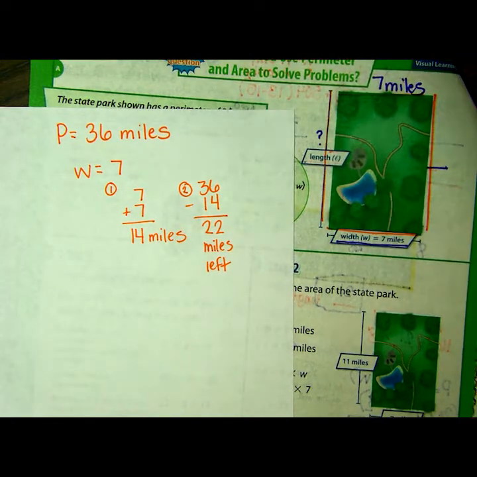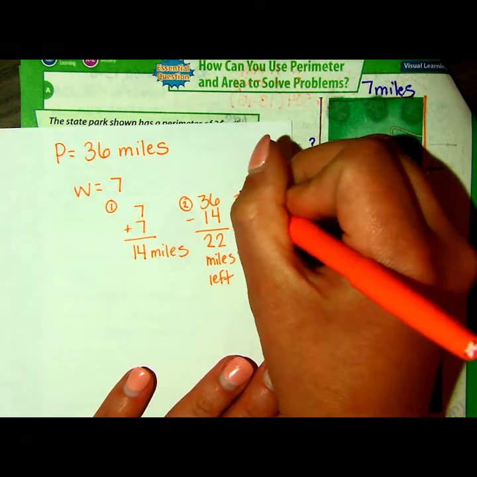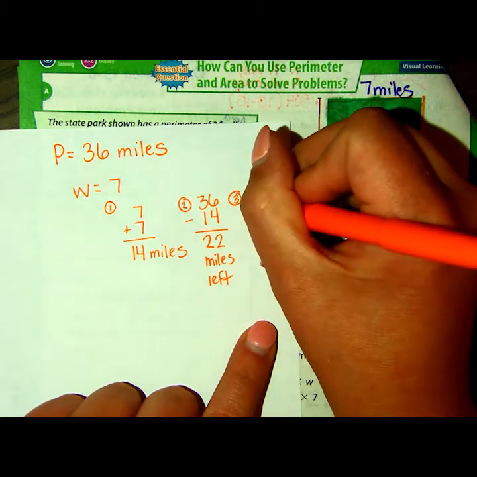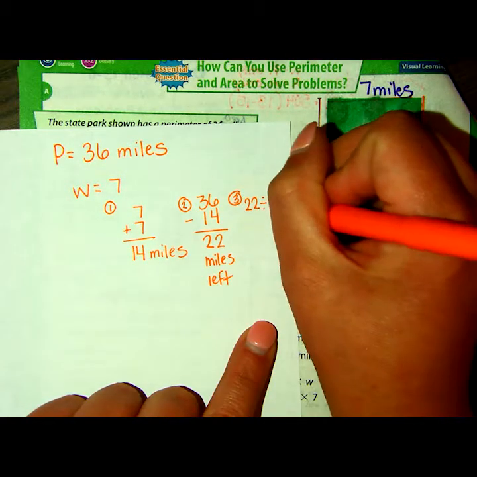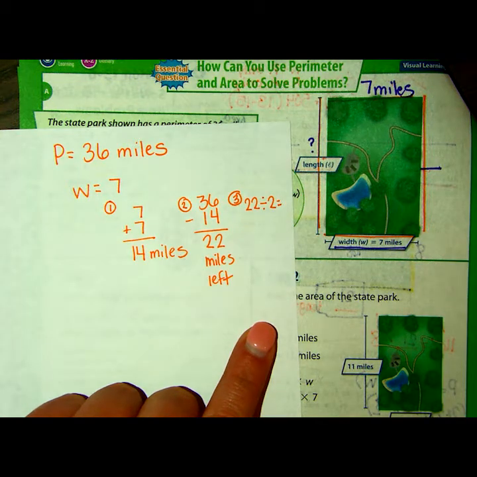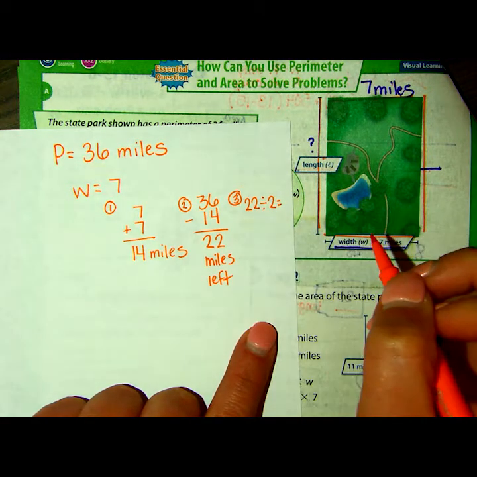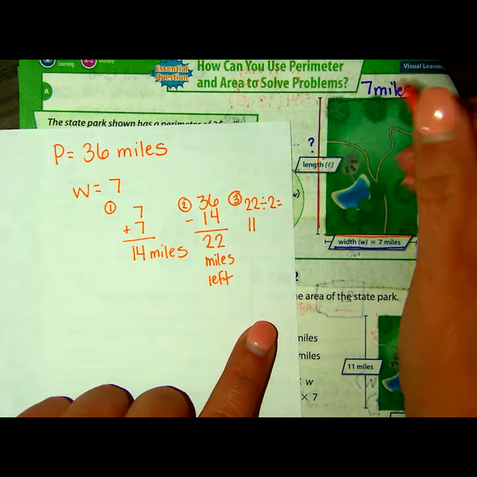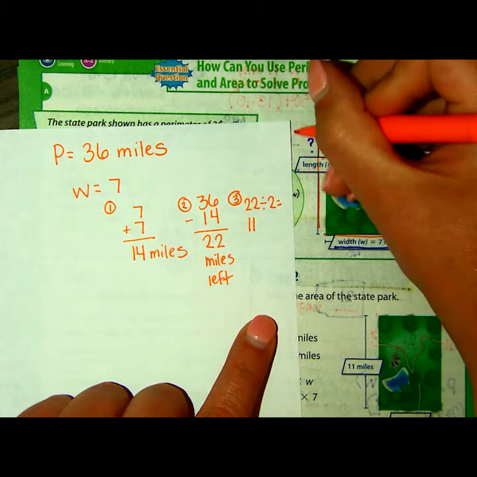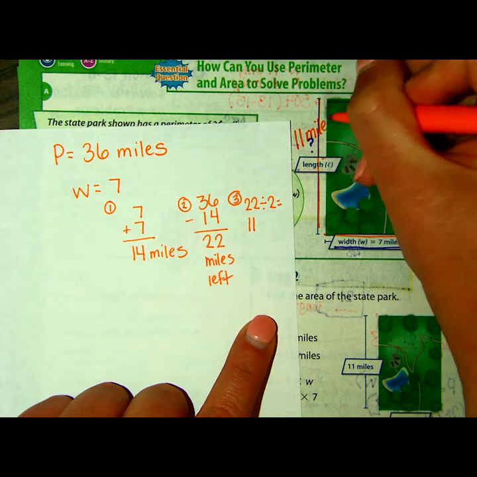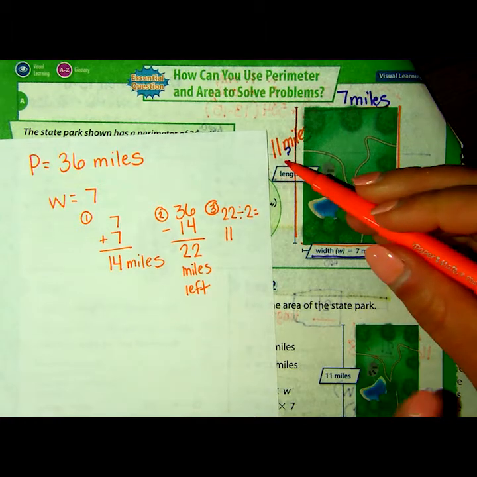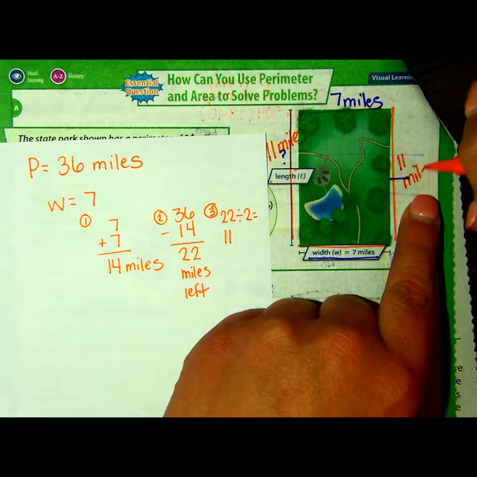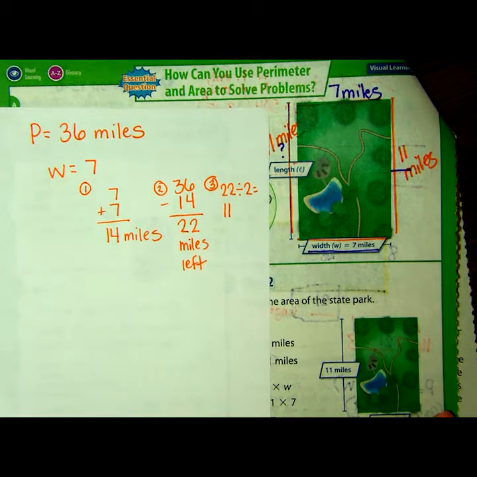Now, it's not just for this side, that's 22 for this side and this side. So in step 3, I have to take that 22 and chop it in half, meaning I have to divide 22 by 2. So how many times will 2 go into 22 without going over? Yep, 11. So the missing side length is 11 miles. Now, if this is 11 miles, right, we chopped it in half, that means that this side is also 11 miles.